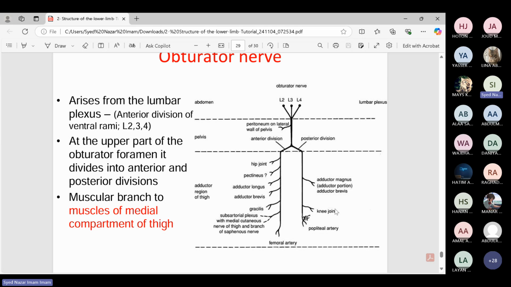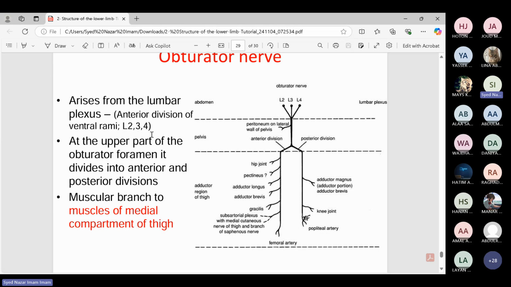There is a major muscle that we have already seen, that is the psoas major muscle. So once you go tomorrow to the lab, just see the psoas major muscle. The psoas major muscle has a lateral border and a medial border. So we see medially there is a nerve coming, that is the obturator nerve, and laterally there is a nerve coming, that is the femoral nerve.